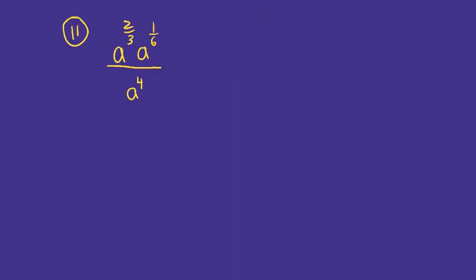Number 11, a to the 2/3, a to the 1/6 over a to the 4th. Here we're just combining both of those things where we're multiplying on top. If you got a's butted up against each other, that means we're multiplying. We got a on the bottom, which means we're dividing also. We're going to go ahead and do the multiplying up top, and then we'll do the dividing. So on top, when we're multiplying, we're going to add exponents. So we end up with a to the 2/3 plus 1/6 all over a to the 4th. Not doing anything with the a to the 4th yet.